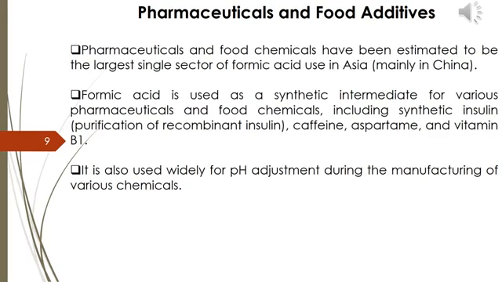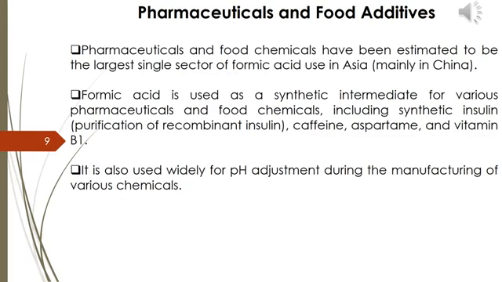Pharmaceuticals and food additives. Pharmaceuticals and food chemicals have been estimated to be the largest single sector of formic acid use in Asia, mainly in China. So formic acid is used as a synthetic intermediate for various pharmaceuticals and food chemicals, including synthetic insulin, purification of recombinant insulin, caffeine, aspartame, and vitamin B. For all these chemicals, formic acid is used as a synthetic intermediate.